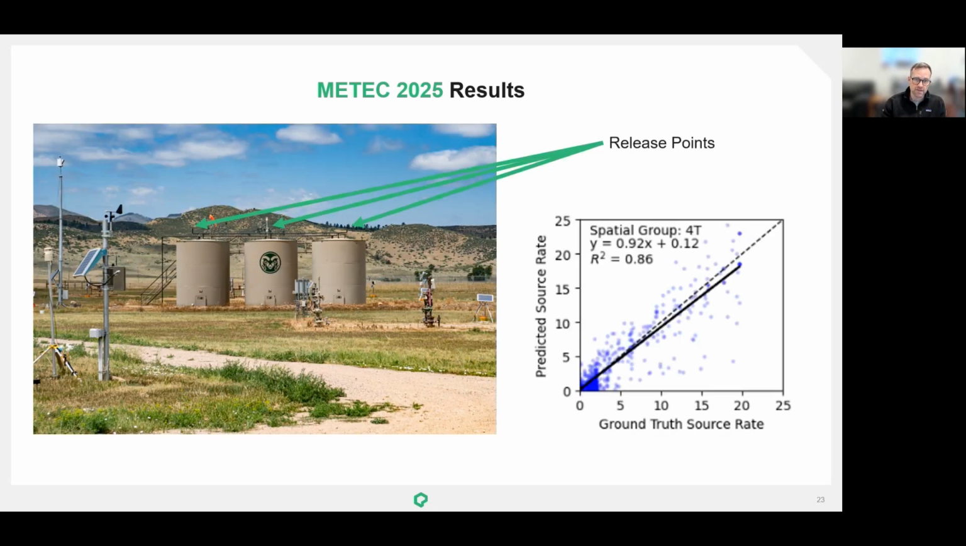And here you can see the resulting improvement in rate estimation. So this is specifically the tank emissions on the right here. We're showing ground truth versus predictions, and on that 1-to-1 line we're at 0.92 slope and an R squared of 0.86. So again, low bias, low variance. And so that's what we're after.